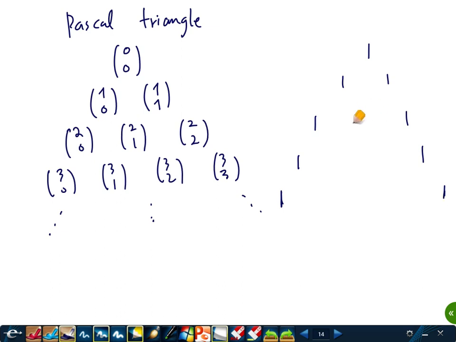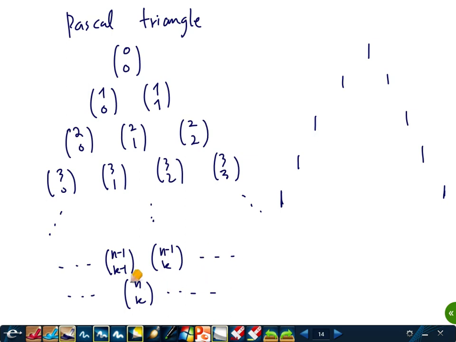So this thing can be obtained by adding the two numbers above it. Because here, if you have n choose k in the nth row, then above it we have n minus 1 choose k minus 1 and n minus 1 choose k, like this. So the binomial coefficients are arranged in this way.